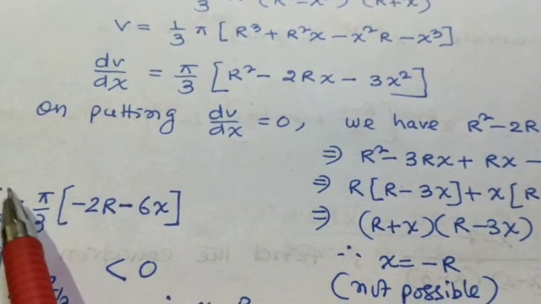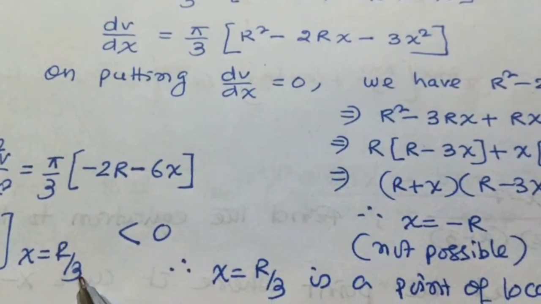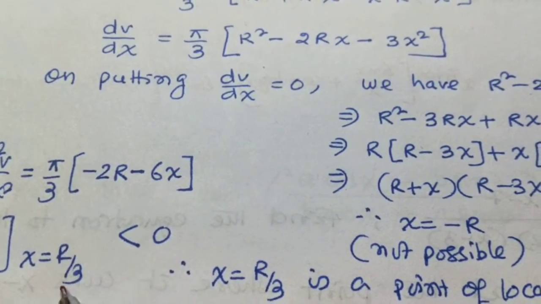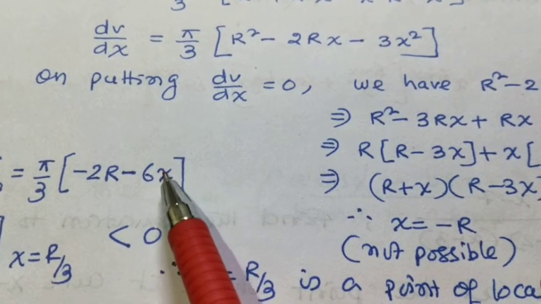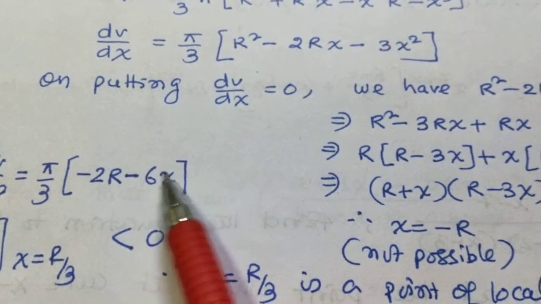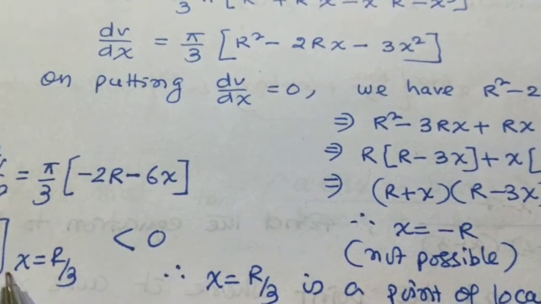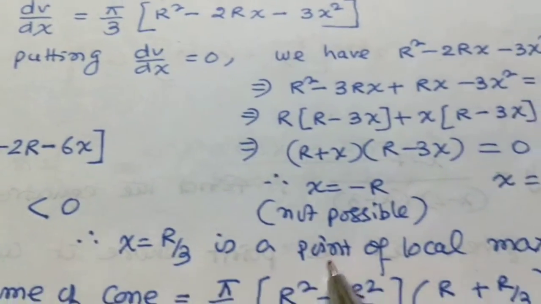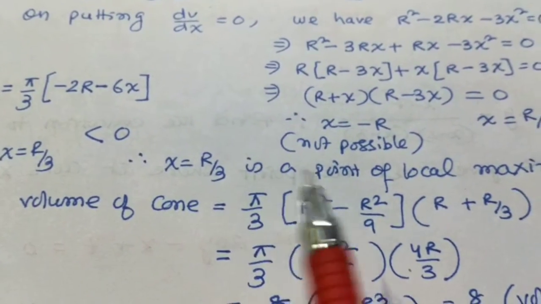Then we go for the second derivative, and in the second derivative test we put x as R upon 3. Then you will definitely get a negative value. Here, if we put R upon 3, we get minus 4 pi R upon 3, which is a negative value. Once it is negative, that means it is a point of local maxima.